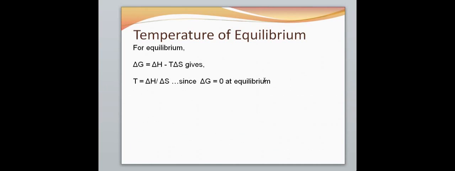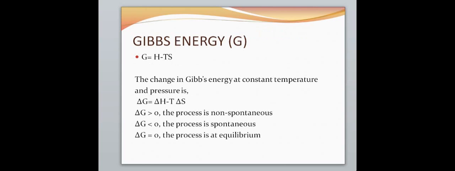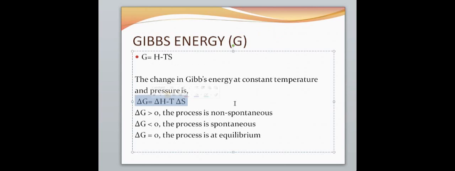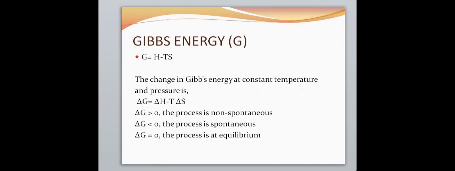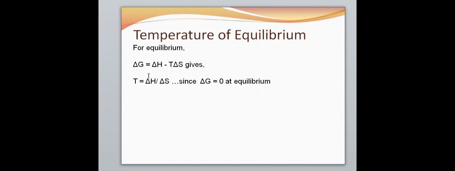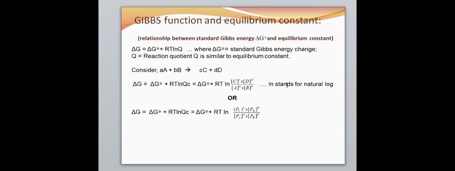So when the process is at equilibrium, we said delta G is equal to 0. What will happen to the equation delta G is equal to delta H minus T delta S? Clearly, we can substitute delta G is equal to 0. Because this becomes 0, I can rearrange the equation to delta H is equal to T delta S. Therefore, T is equal to delta H upon delta S, since delta G is equal to 0 at equilibrium. So we get an equation like this at equilibrium.